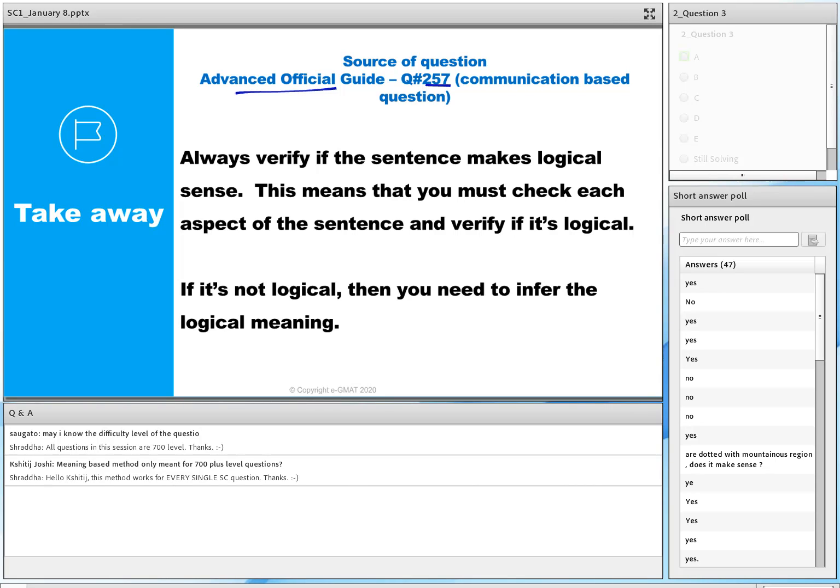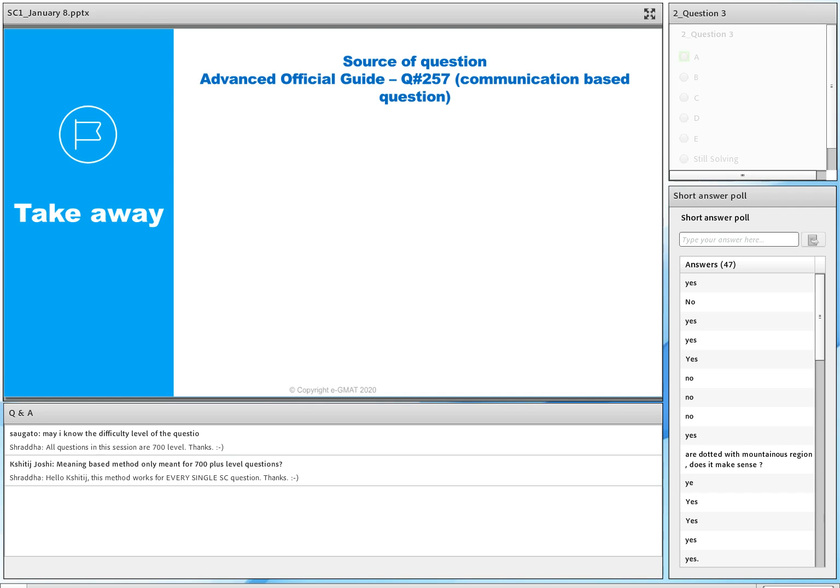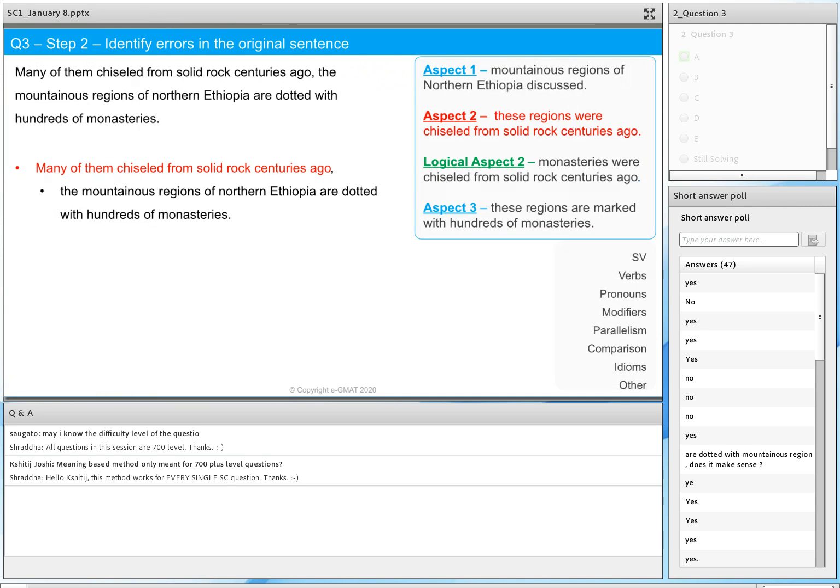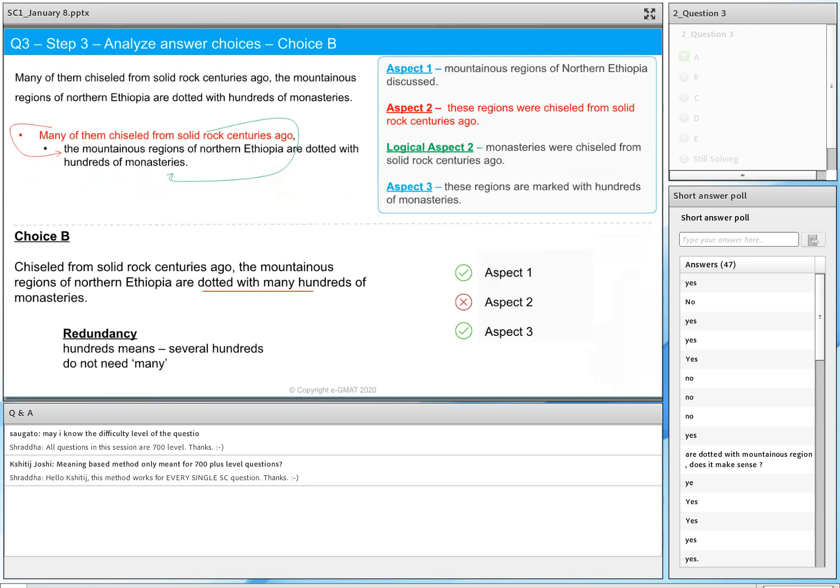Okay, so once we understand the logic, let's move on to our answer choices. Okay, let me broadcast the result. Very few of you chose choice A, and those answers also came towards the end by the time I was about to end the poll.